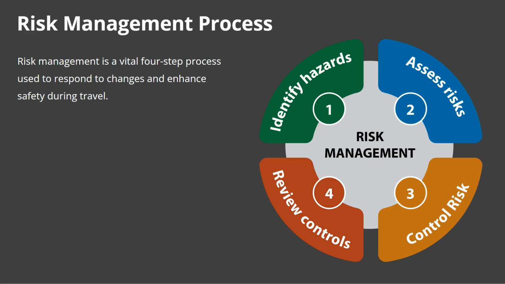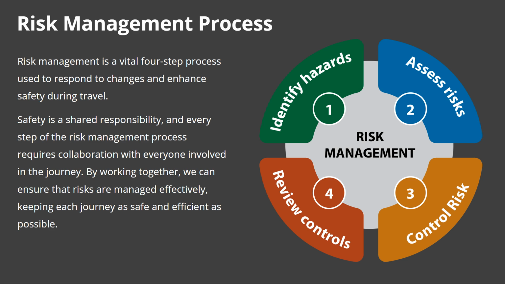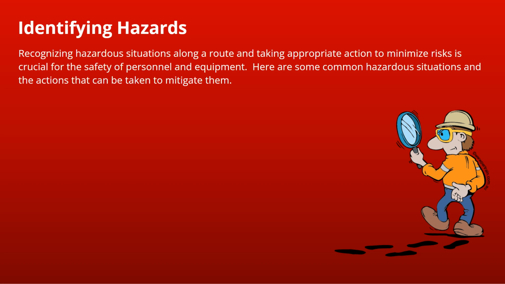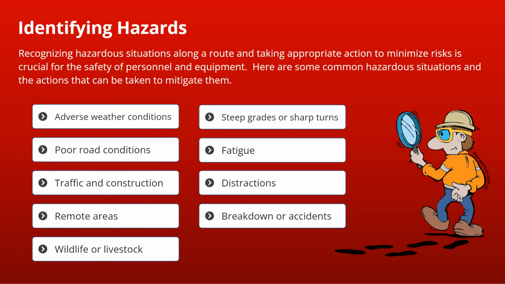Risk management is a vital four-step process used to respond to changes and enhance safety during travel. Safety is a shared responsibility, and every step of the risk management process requires collaboration with everyone involved in the journey. By working together, we can ensure that risks are managed effectively, keeping each journey as safe and efficient as possible. Recognizing hazardous situations along a route and taking appropriate action to minimize risks is crucial for the safety of personnel and equipment. Here are some common hazardous situations and the actions that can be taken to mitigate them.